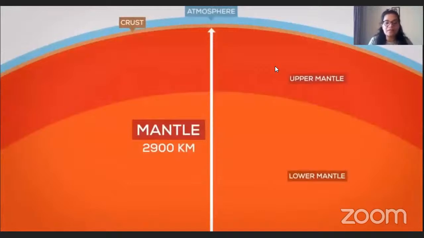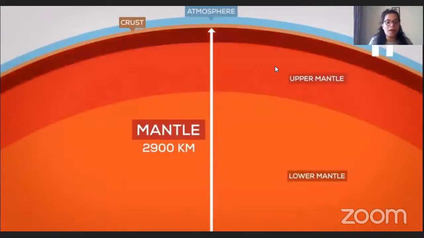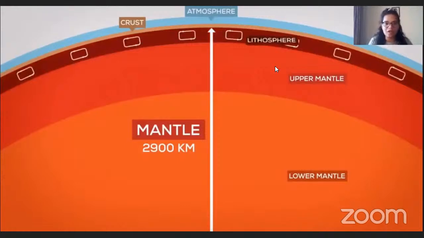Now, the upper mantle is also divided into two parts. The first part is called the lithosphere. That's the uppermost part, and the second part is called the asthenosphere. Now, what is the difference between the two? Lithosphere is the uppermost part, whereas asthenosphere consists of less mobile or more solid material. Okay, so that's the difference.